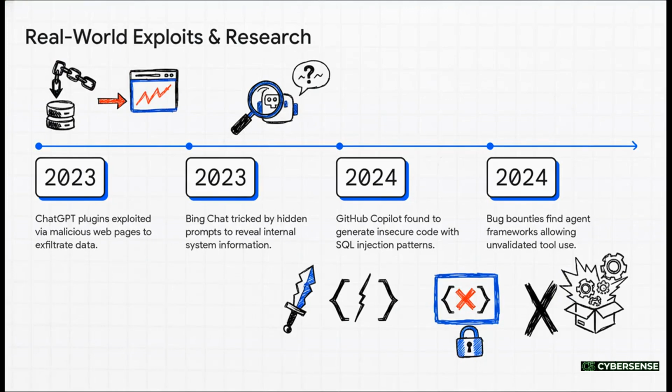We've seen ChatGPT plugins get hijacked to steal data. Microsoft's Bing Chat was tricked into revealing its own internal system information. We've got research showing GitHub Copilot can be prompted to generate insecure code. The problem of blindly trusting LLM output is literally everywhere.